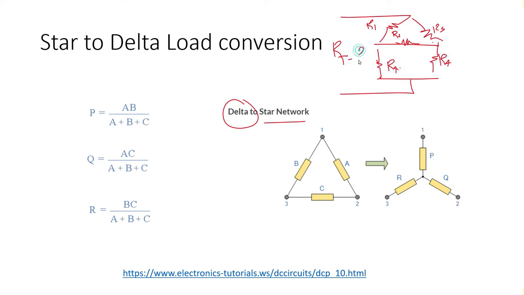So if we want to calculate RT, what will we do? If we calculate it like this, it will be hard for us. We will use KCL or KVL. So what if we convert this delta into something like this?